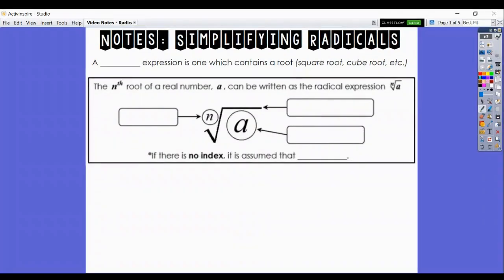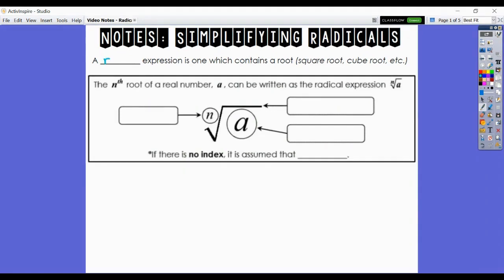Today's lesson, we're going to be simplifying radicals, specifically looking at square roots. First and foremost, let's define a radical. A radical expression is one that contains a root. In Algebra 1, we'll be looking a lot at square roots and cube roots. There are more roots beyond that you'll be looking at in future math courses.